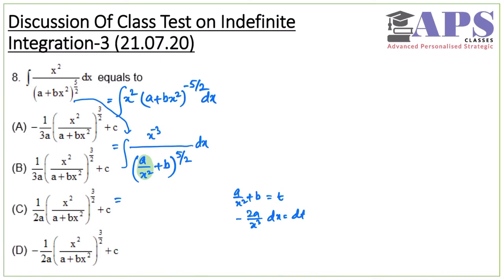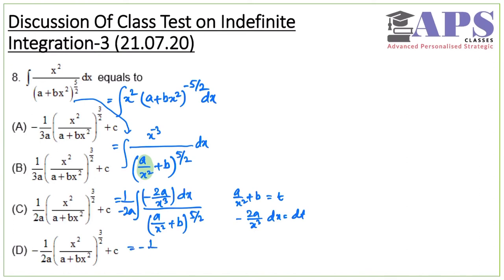So here I can write 2a by x cube with a minus sign, and then I put dx, this is extra. I take a 1 by minus 2a here, and here I can put (a by x square plus b) whole to the power 5 by 2. So therefore this is a proper form. Now I can use the substitution.